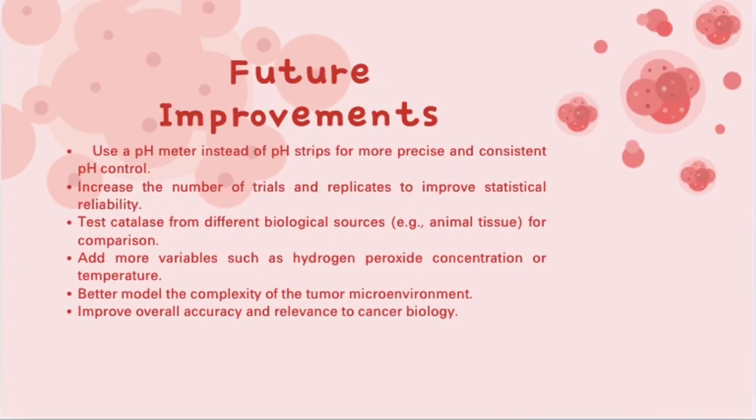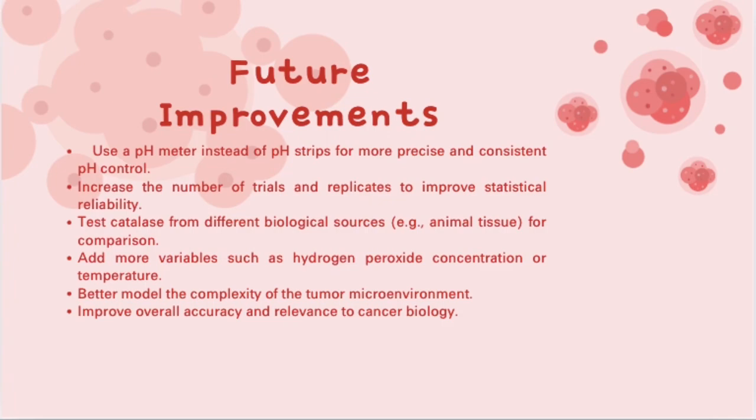Next, for our future improvements. For future improvements, this project could be expanded to better reflect real tumor conditions and strengthen the reliability of the results. Using a pH meter instead of pH strips would allow for more precise and consistent pH measurements, reducing experimental error. Increasing the number of trials and replicates at each pH level would also improve the statistical reliability of the data.